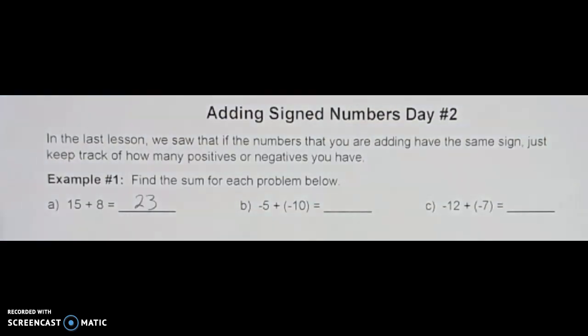In letter B, we have negative 5 plus negative 10. Both of my numbers are negative this time, so we're just going to count how many negatives there are. 5 plus 10 is 15, and they're all negative, so my answer here is going to be negative 15. In letter C, I have negative 12 plus negative 7. Again, both of my numbers are negative, so I'm just going to count how many negatives there are. 12 plus 7 is 19, so negative 12 plus negative 7 is negative 19.